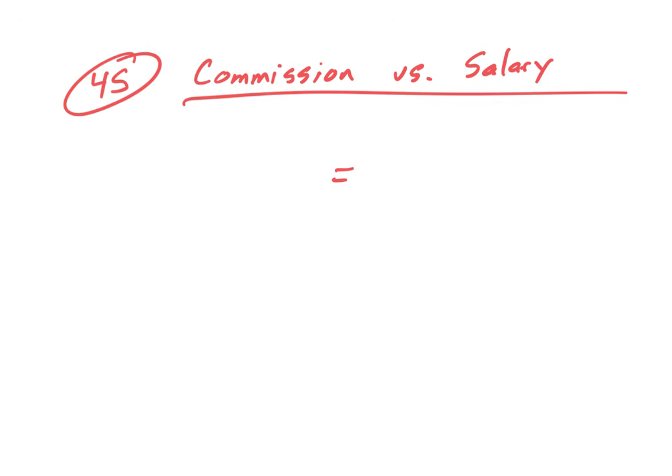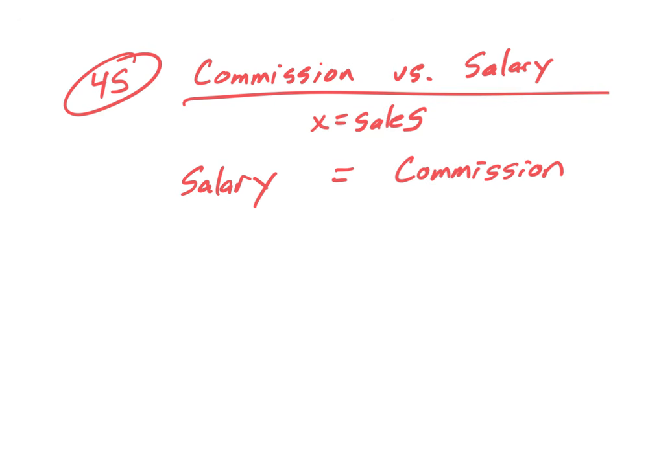Let's put salary over here, since that's the way it's listed out. And we're going to say that X is the amount of sales. Okay, and you could use S for sales if you want to. I'm just going to use X, a pretty common variable. Okay, the salary is a one-time deal. I'm making $4,200.